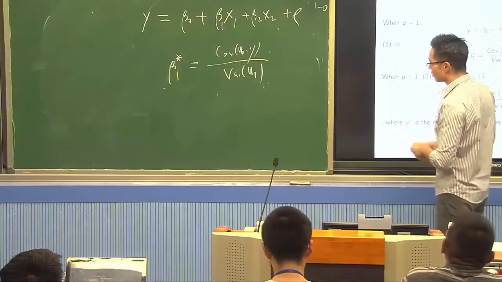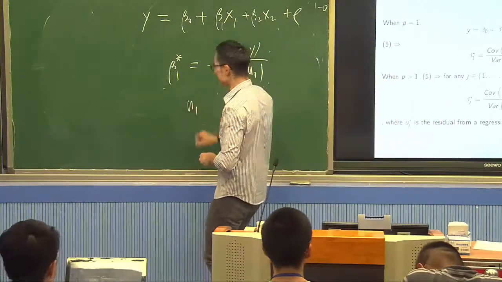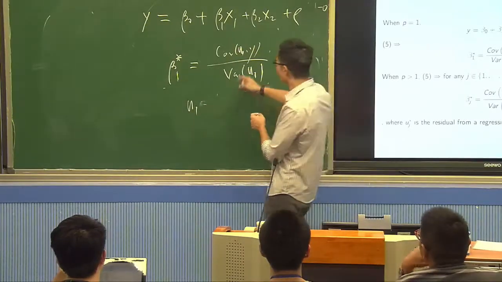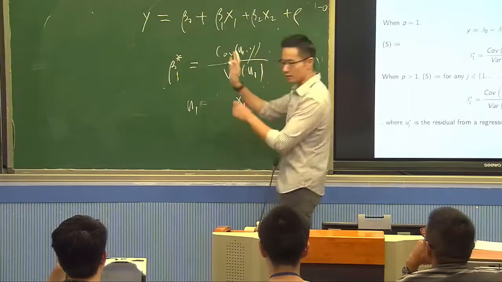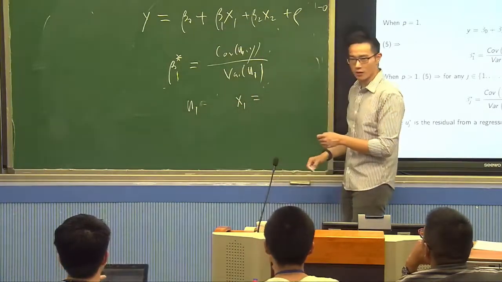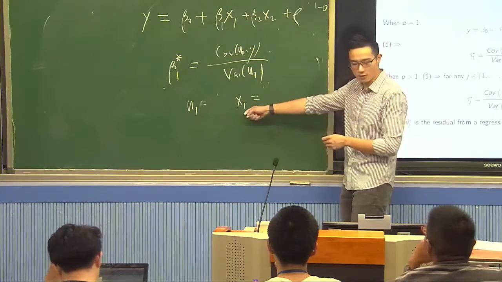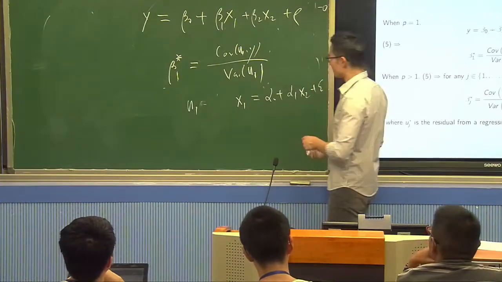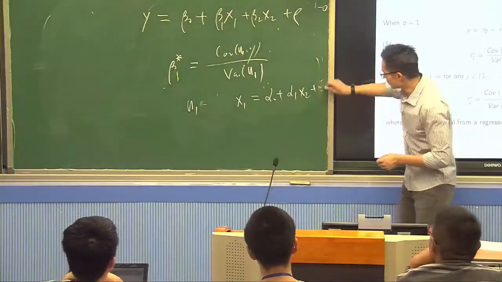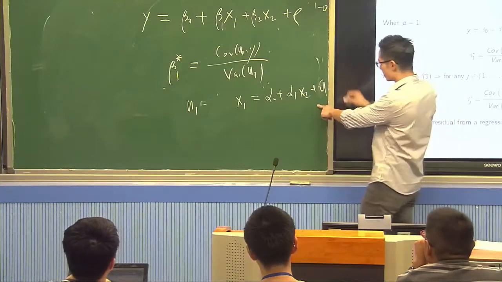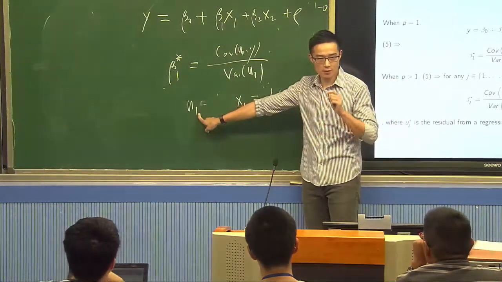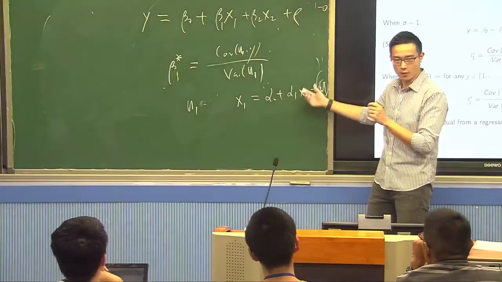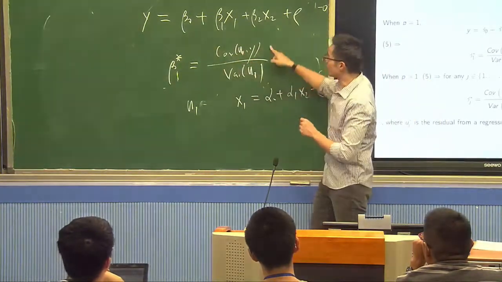And what is this u1 thing? This u1 is the residual of running the following regression. I'm going to run the regression of x1 on the left-hand side, and x2 on the right-hand side. I'm going to say, okay, x1 is equal to alpha 0 plus alpha 1 x2 plus u. So I'm going to run this regression, and then whatever is left is my u1. So u1 is the residual of running the regression of x1 on x2. And then what is left, I put it here, and this formula will give me the optimal beta 1.